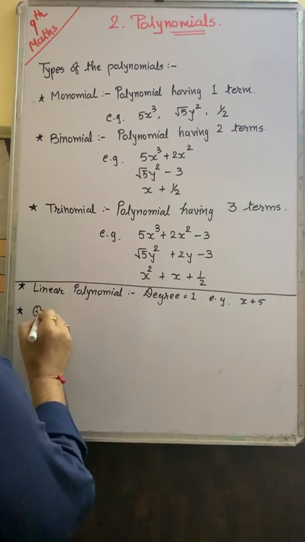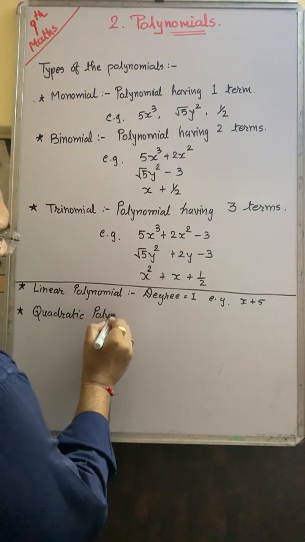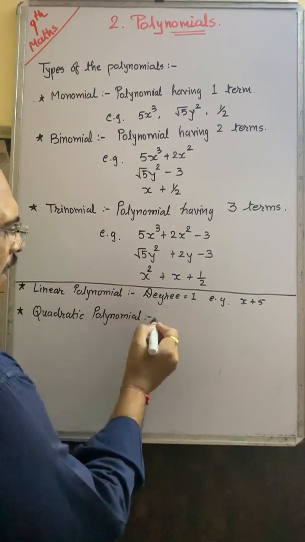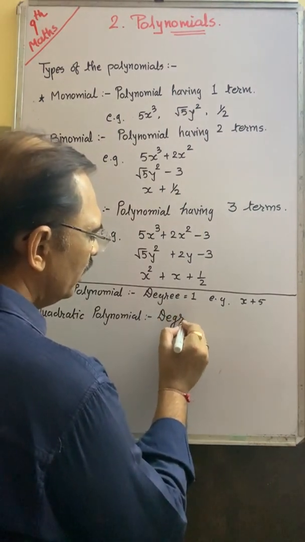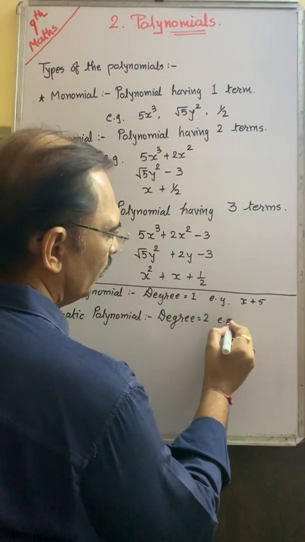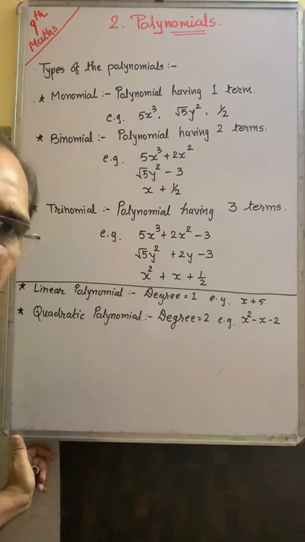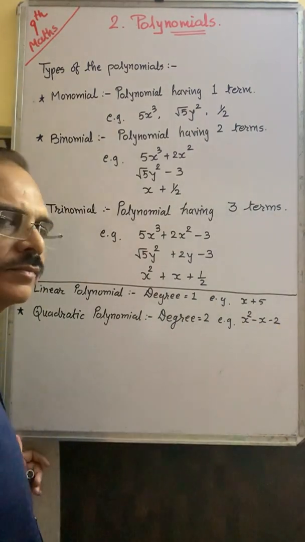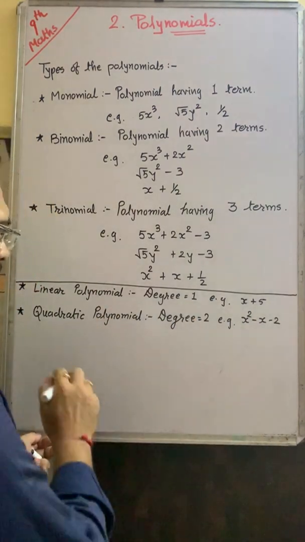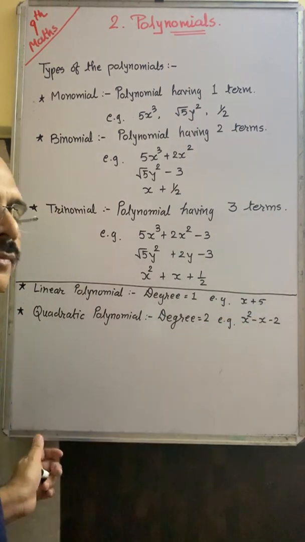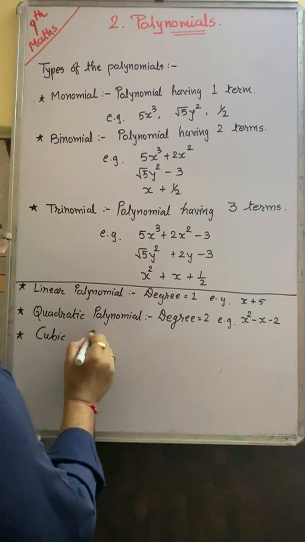Now, quadratic polynomial. Quadratic polynomial means highest power 2. Highest power is called degree. So we say the degree of the polynomial is 2. As for example, x square minus x minus 2. That you have learned in 8th standard also. Splitting the middle term. Do you remember how to factorize it? Okay, we will learn in this lesson also. So degree is 2, that is called a quadratic polynomial, and the third one is cubic polynomial.